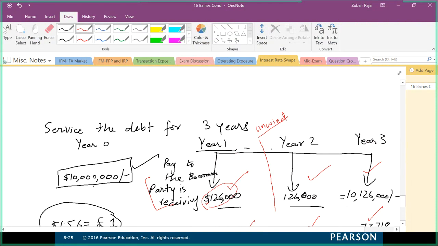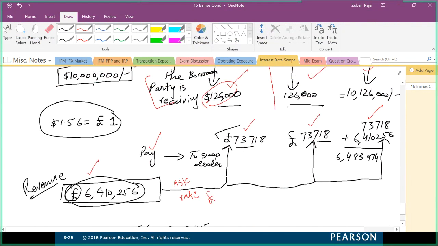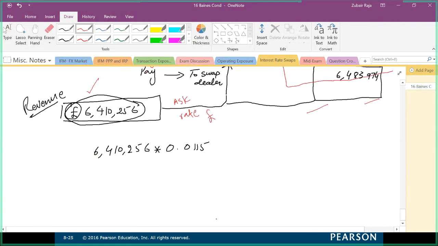If the party wants to get out of this contract, we will have to find the present value of these future cash flows, right? So we start first with this one, 73,718. There are two payments. At the end of the second period, there is one interest payment, then one interest payment and the principal notional payment, which the party has to make to the dealer, right? So what we will do is find their present value. How can you find their present value?